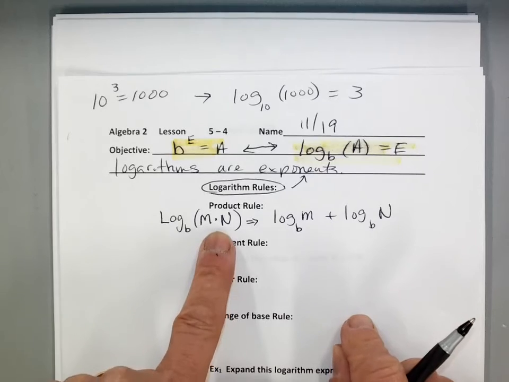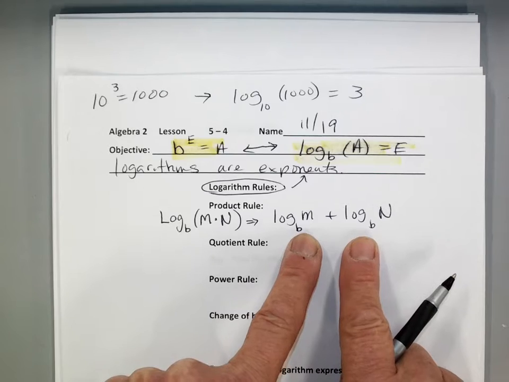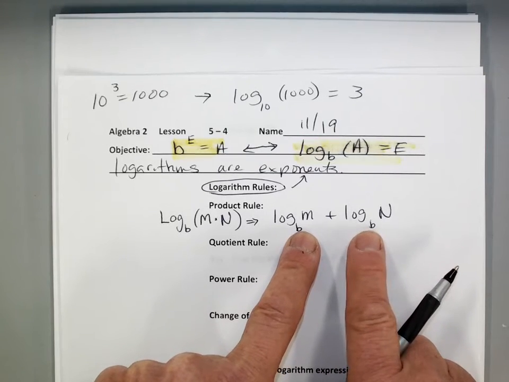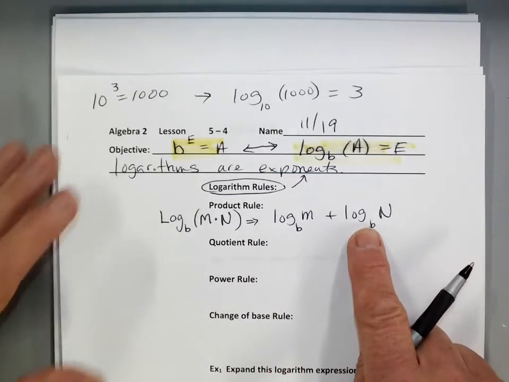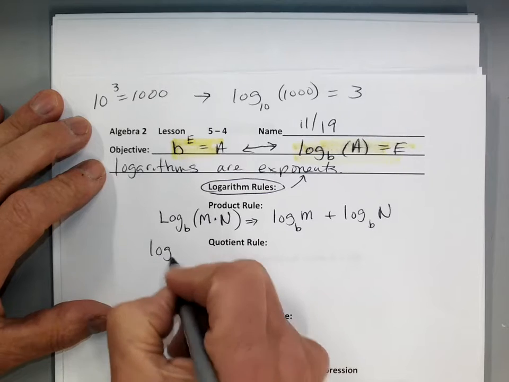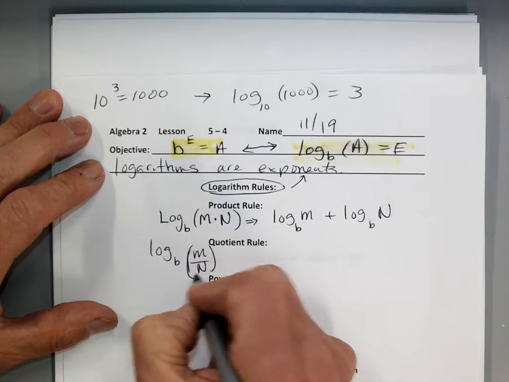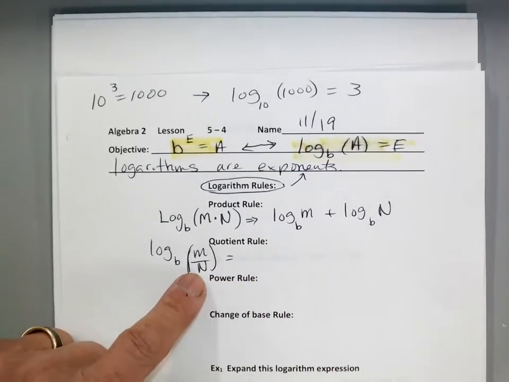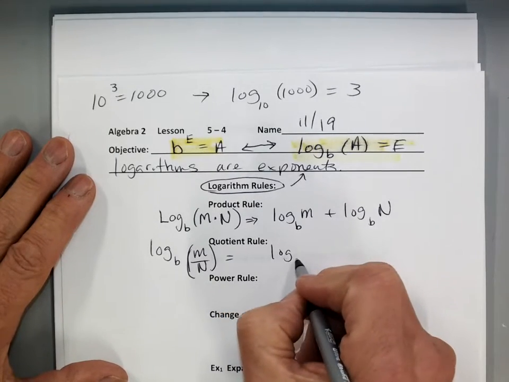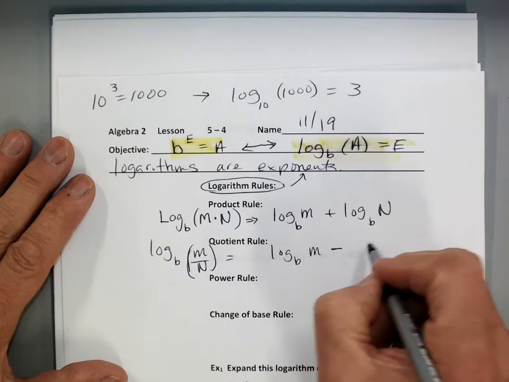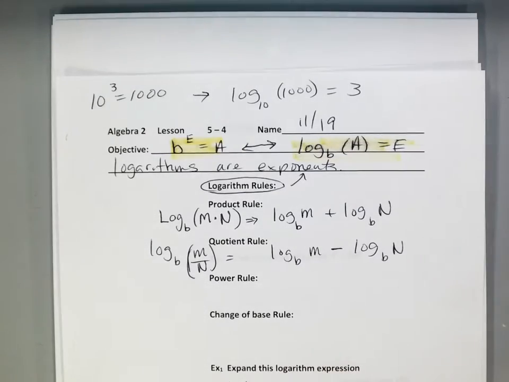Or when we multiply bases, we add their exponents. You will definitely do this in calculus. You won't do a lot of it. We'll do it in pre-calculus also, but we need to know these rules. The quotient rule: if I have log base b of m divided by n, again logarithms are exponents. If I divide the bases, I subtract the exponents. So log base b of m minus log base b of n. The proof to this is in our journal if you want to check it out.